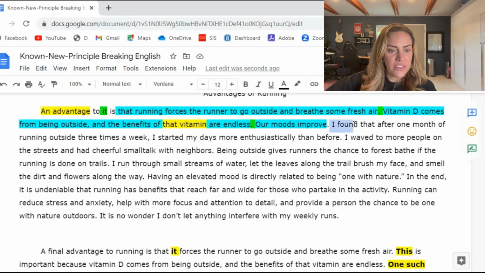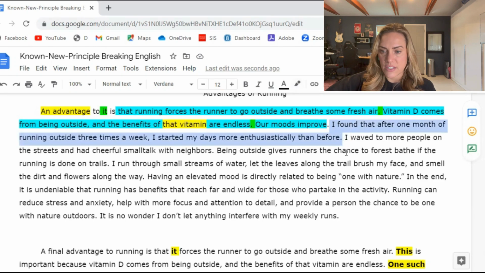"I found that after 1 month of running outside 3 times a week, I started my days more enthusiastically than before." Okay, so this is an example. "I waved to more people on the streets and had cheerful small talk with neighbors." Again, another example. These examples are part of what was already mentioned about mood improving. So it is new information, but it's connected to something that's already known. But it would help to have some coherence to help the ideas flow together better and connect the ideas. That's all I'm saying. So connect. Make it easy on the reader to follow what you're saying.